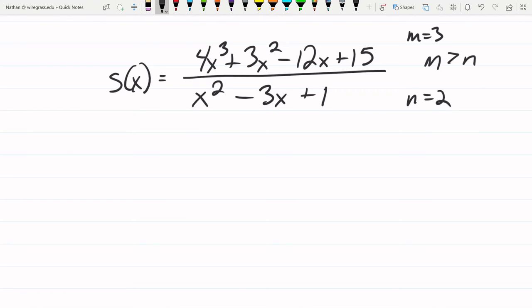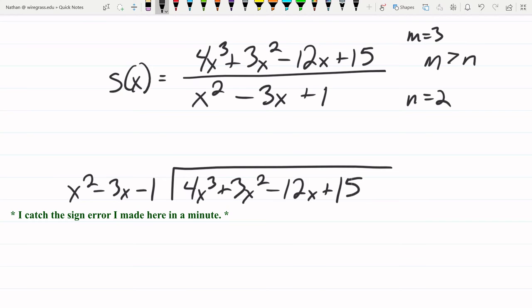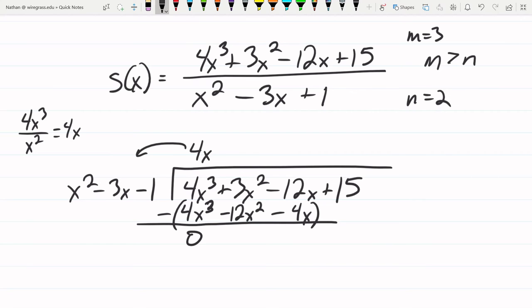So let's set that up here real quick. 4x cubed plus 3x squared minus 12x plus 15. We're going to have to use long division for this because the denominator is not in a simple linear form. But it's not going to take too long because it's only one step apart. 4x cubed divided by x squared gives us 4x. Multiply it through. We get 4x cubed. 4x times -3 is negative 12x squared. 4x times -1 is negative 4x. And of course, subtract.